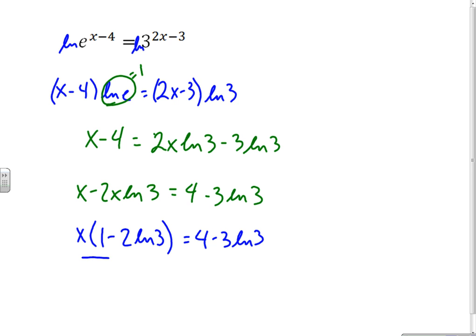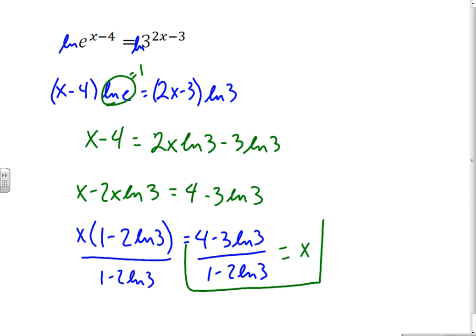And then divide through by the quantity there. Do not cancel out the natural logs of 3, etc. So that should be your exact answer there.